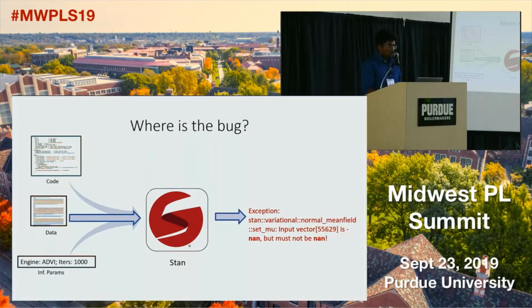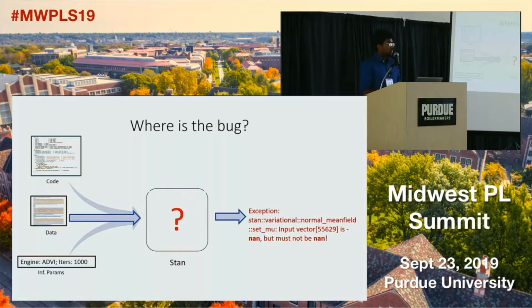So why does this happen? There can be several reasons for this. There can be some problem with the program itself. It can be ill-specified for the problem at hand. Or there can be some erroneous value in the data itself which has not been accounted for. Or there can be some weird parameters which have some strange interactions with the code and data. Or perhaps there's a bug in Stan itself.